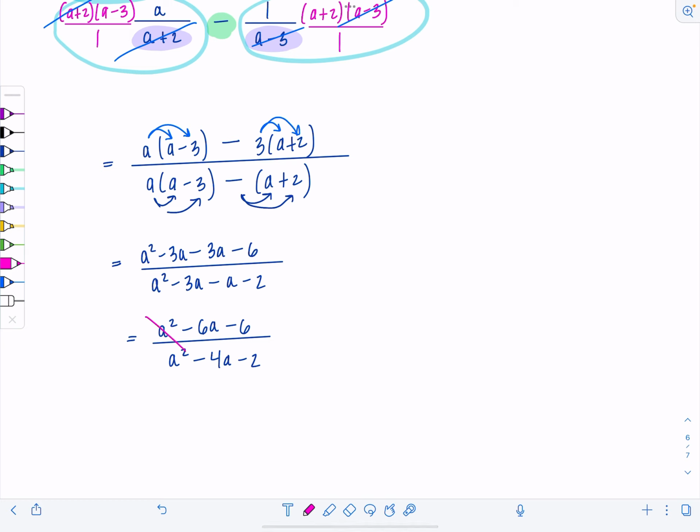Don't do some bizarre stuff like this. The math police are going to come get you. Illegal. So you just box it to stop yourself from getting carried away, and that's your final answer right there. Okay, so that's it.